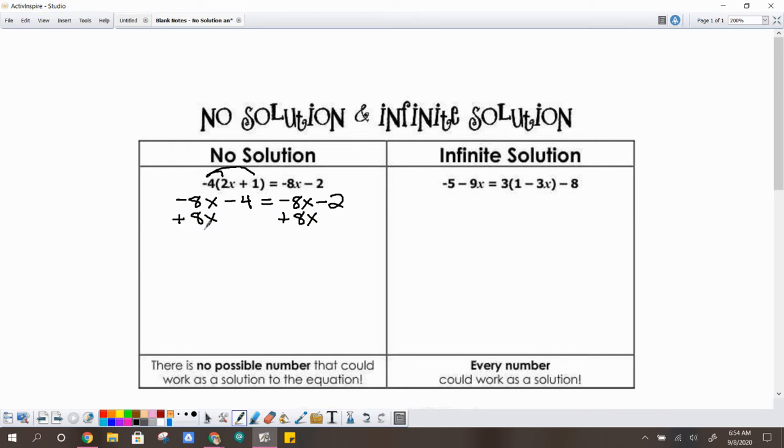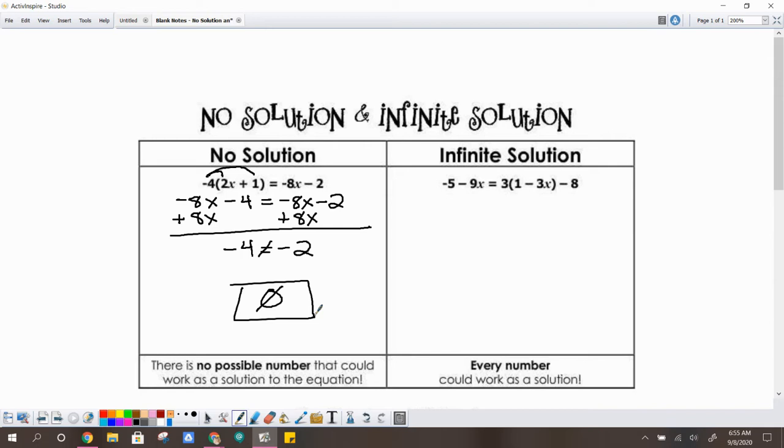Now, when you add this, you'll see that it gets rid of both x terms. -8 plus 8 is 0. -8 plus 8 is 0. So I'm left with -4 equals -2. And we know that -4 is not the same thing as -2. So that means that there are no solutions at all to this problem. And you would write it like this with a little null sign, or you can write no solution. Okay, so there's no possible number that would work as a solution to this problem.